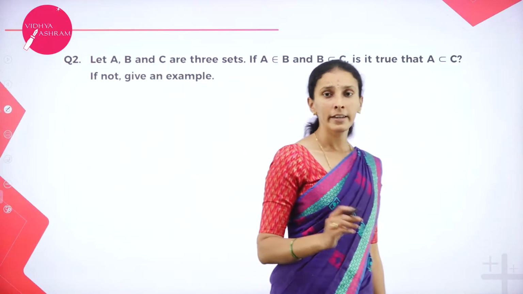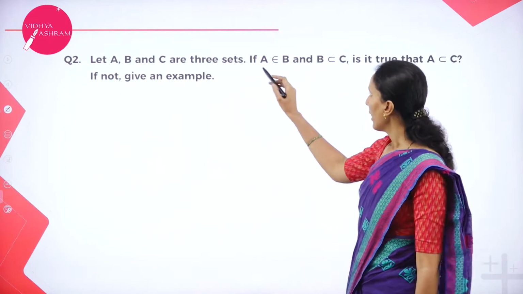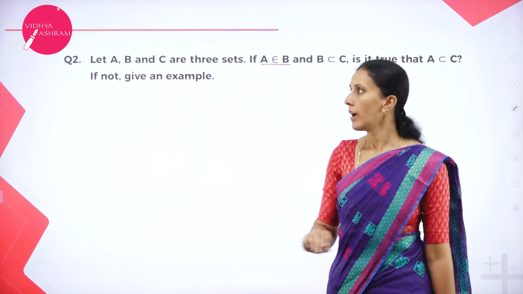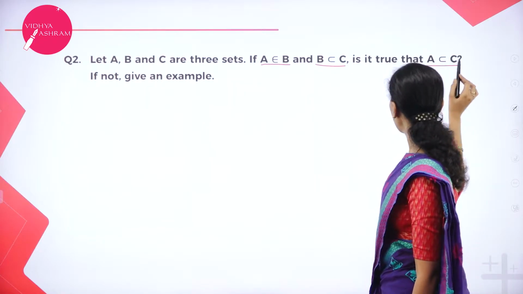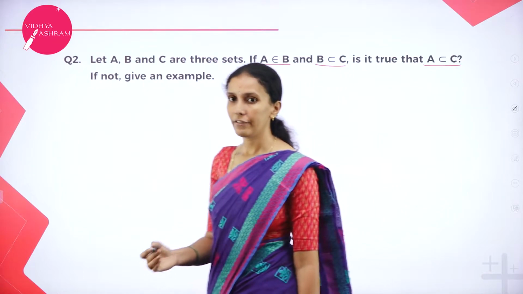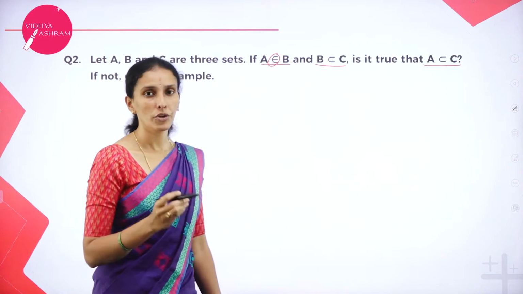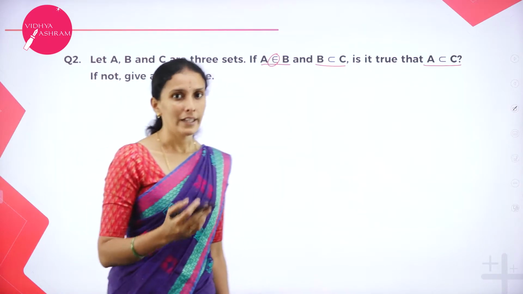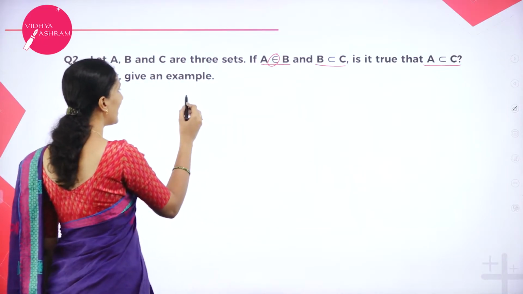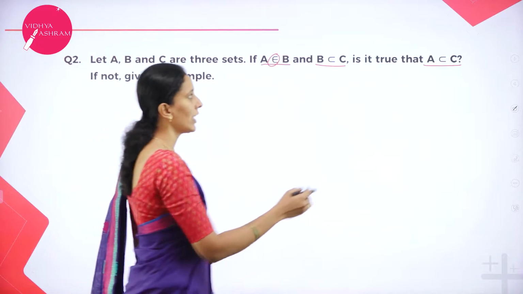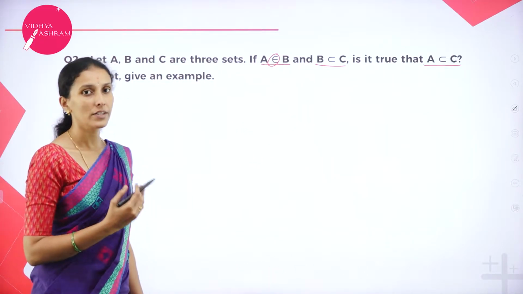Next question. Here is a question given. Let A, B, C be 3 sets. If A belongs to B and B is a subset of C, is it true A is a subset of C? If not, give an example. The symbol belongs to is used for an element, whether it is in the set or it is not in the set. So let me take an example and verify whether A is a subset of C. If not, let me justify how it is not.